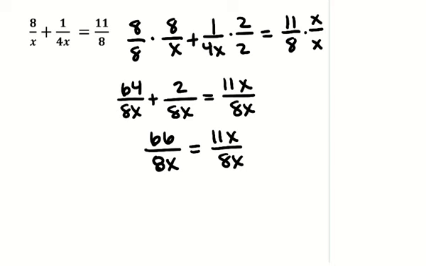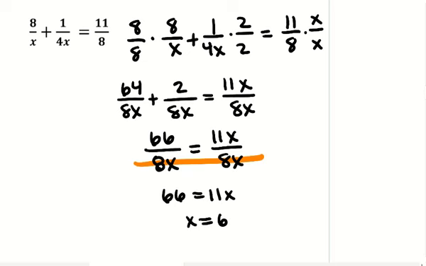And now, okay, you could multiply both sides by 8x and kill off the denominator, or you could cross multiply. I mean, you're just going to end up with this kind of redundant 8x. So either way, however you like it. And I've got 66 equals 11 times x, and so I think that means that x is going to need to equal 6.